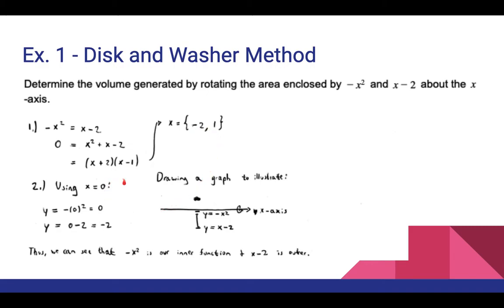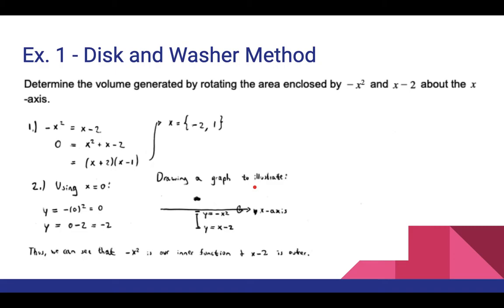So now what we're going to do is the same thing as before, where we're going to use a test point, okay, which gives us x equals 0. And so we're going to use x equals 0 here, or any point between x equals negative 2 and x equals 1. So using x equals 0, we see that y equals negative x squared becomes y equals negative 0 squared, or 0. And we see that y equals x minus 2 is going to become 0 minus 2, or negative 2.